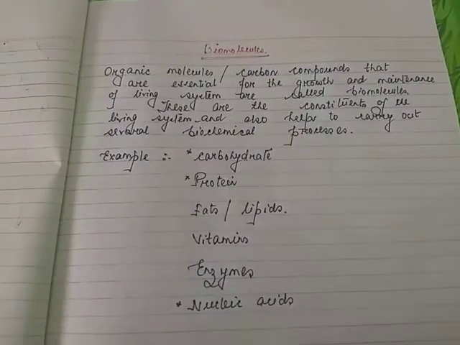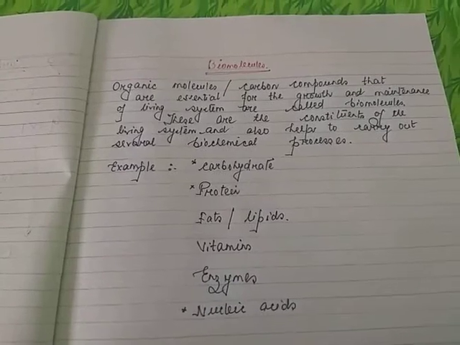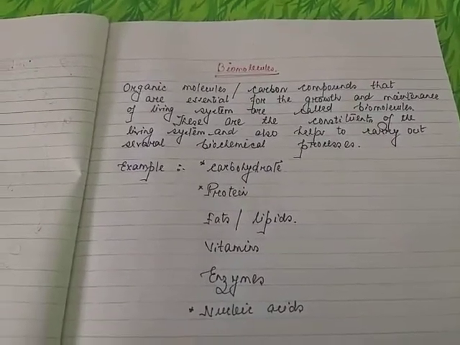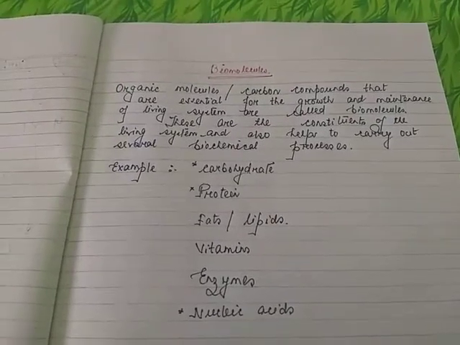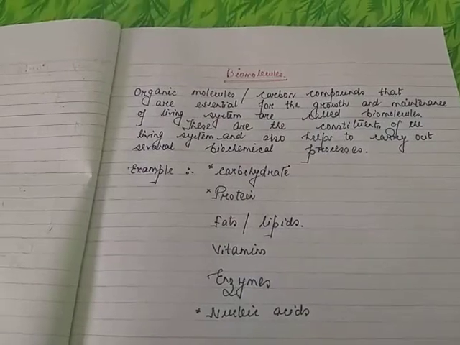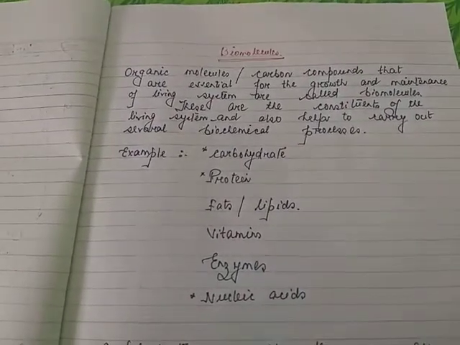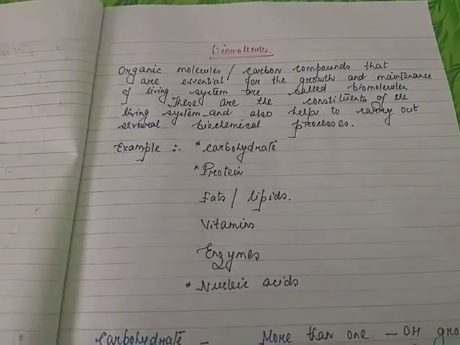Now, what are these biomolecules? These are the organic molecules or carbon compounds, definitely, which constitute or which make the living system, and these are necessary, essential for the growth and sustenance of the living system. These are also helpful to carry out the biochemical processes.